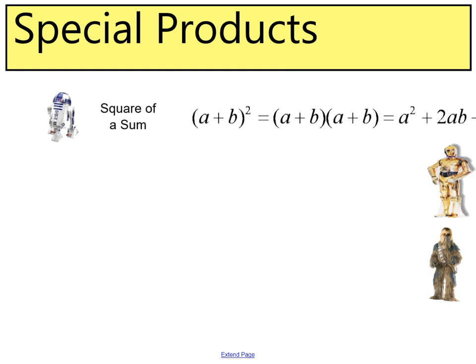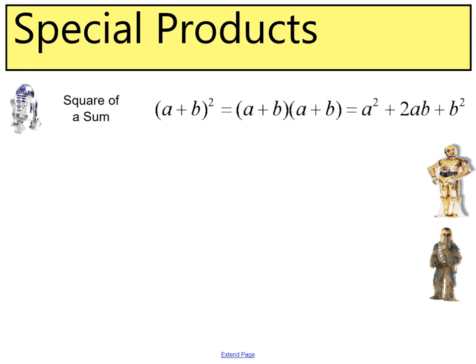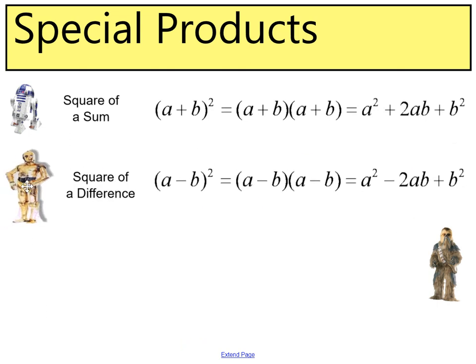So, for example, if we have (a plus b) squared, that really can be rewritten as (a plus b) times (a plus b), and then we can solve it out that way. Same thing, if we have a square of a difference, we can rewrite it as (a minus b) times (a minus b).